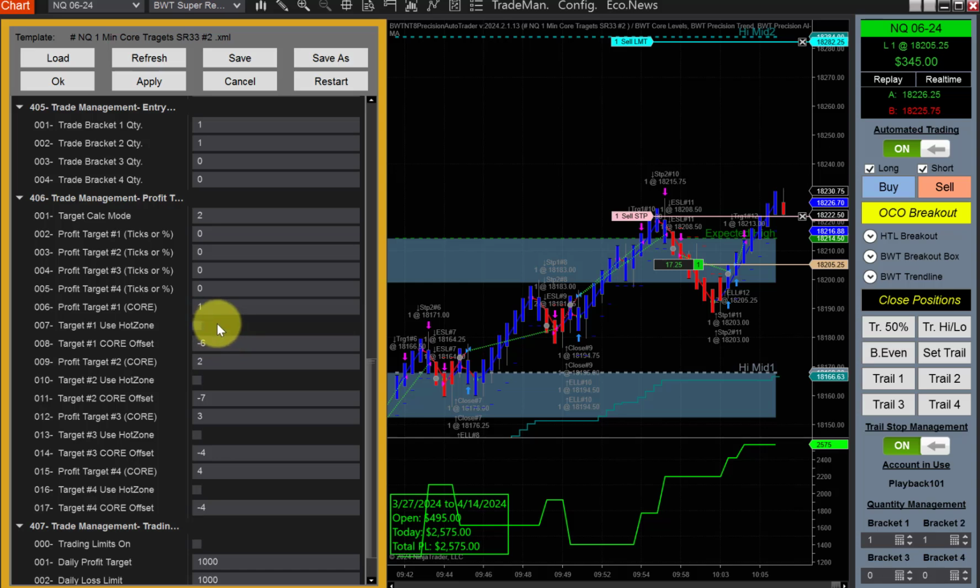So profit target 1 is 1 level away. So this is 1 level away no matter where I am right here. If I entered here, this would be 1 level away. And then profit target 2 is 2 levels away, and you can see this is 2 levels away from my entry. And I don't have hot zones checked, but if you were using the hot zone as a target, it would exit at the hot zone, which is the shaded areas.